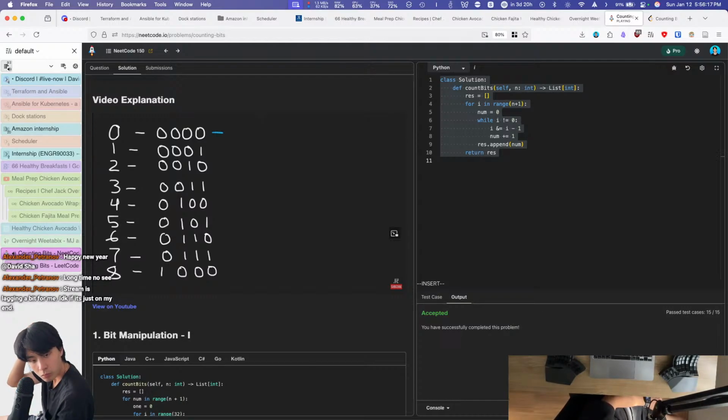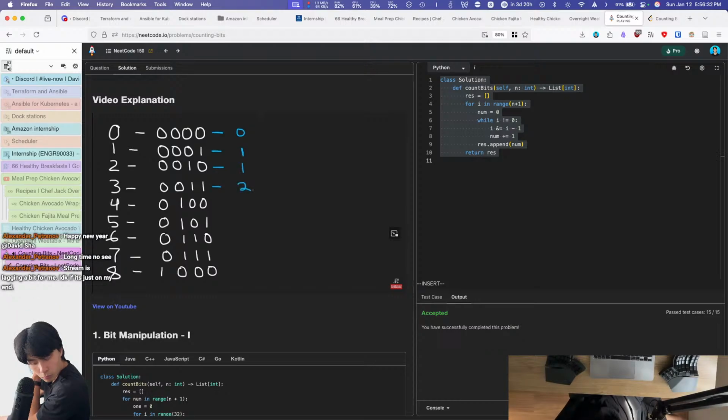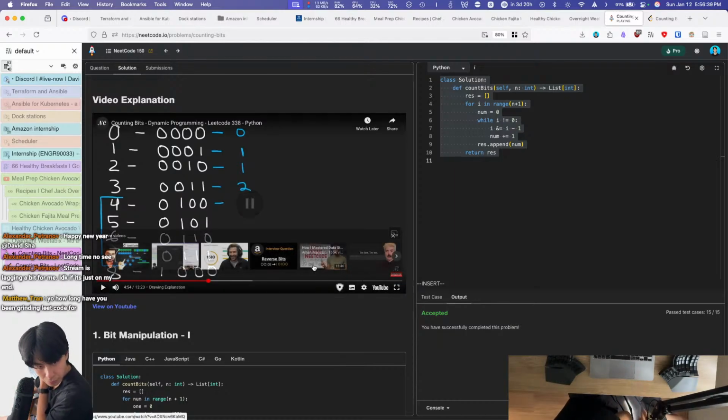So we know that of course 0 has 0 ones in the binary representation. When you get to 1, we have 1 occurrence of 1 in its binary representation. For 2, we have 1. For 3, by looking at this, we can see we have 2 different ones. And now when you get to 4, you really start to notice how we are doing this repeated work.